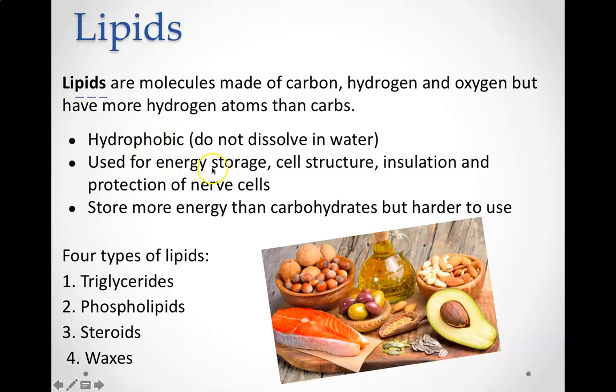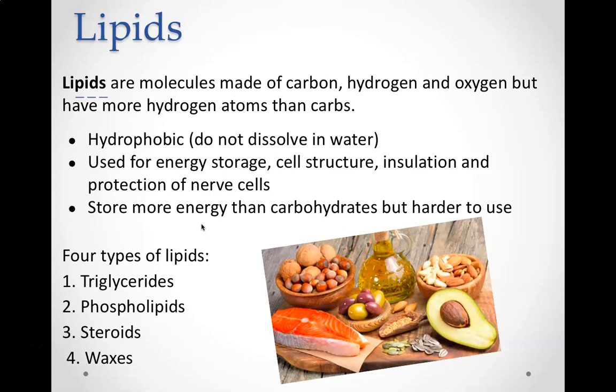They are also used for energy storage, just like carbs were. But they also have a lot of other super important functions. They're used in cell structure, in the membrane of cells. They're used for insulation and protection of nerve cells. They're what allows us to send impulses through our nerves at a quick pace, so they're super important there. And one other thing about them is that they can actually store more energy than carbohydrates can, but they're a little bit trickier to use.